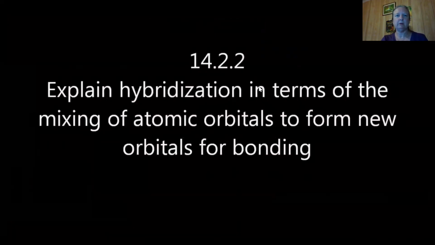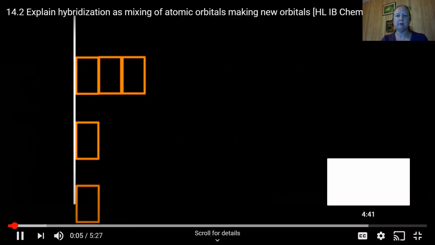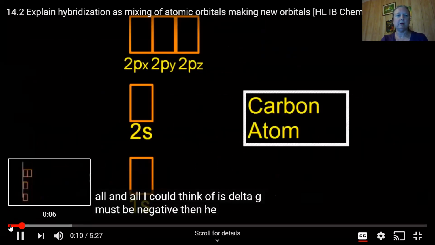When I taught this a few years ago, a child spontaneously burst out crying halfway through with the horror of it all. All I could think of is delta G must be negative then.